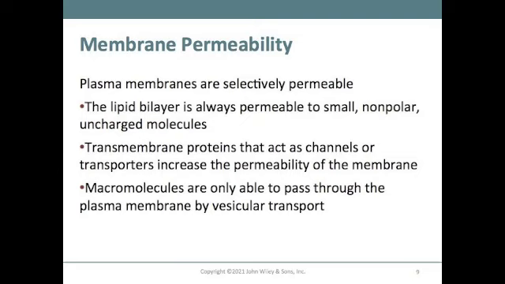Transmembrane proteins that act as channels and carriers increase the plasma membrane's permeability to a variety of ions and uncharged polar molecules that, unlike water and urea molecules, cannot cross the lipid bilayer unassisted. Channels and carriers are very selective. Each one helps a specific molecule or ion to cross the membrane. Macromolecules, such as proteins, are so large that they are unable to pass across the plasma membrane except by endocytosis and exocytosis.